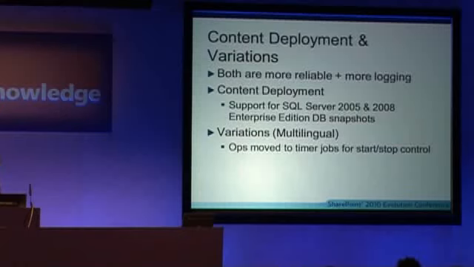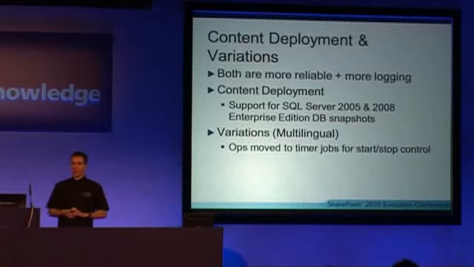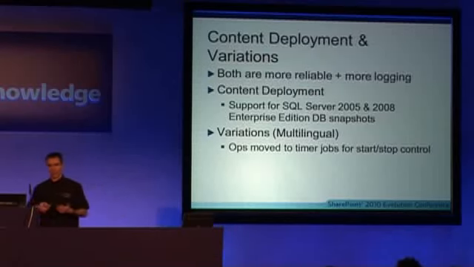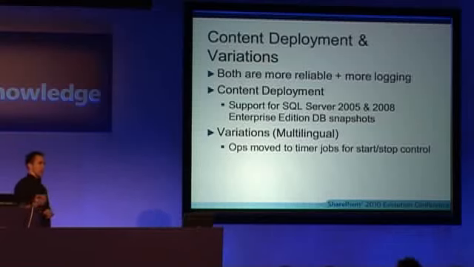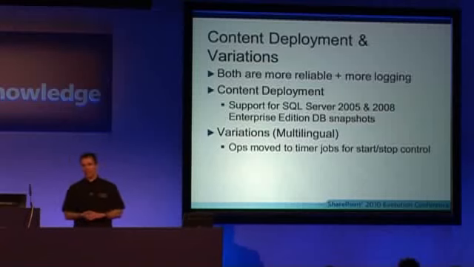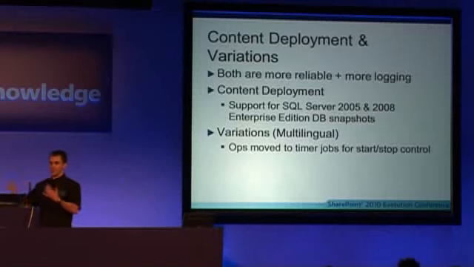Okay, so the other infrastructure improvements in terms of removing the flakiness with these areas. Both of these have moved to, well, particularly with variations, that was a synchronous process that was executing in W3WP. Now it's moved to a timer job, which has more robustness. If something fails, then it will retry. And really, it does make it easier to build sites with variations.